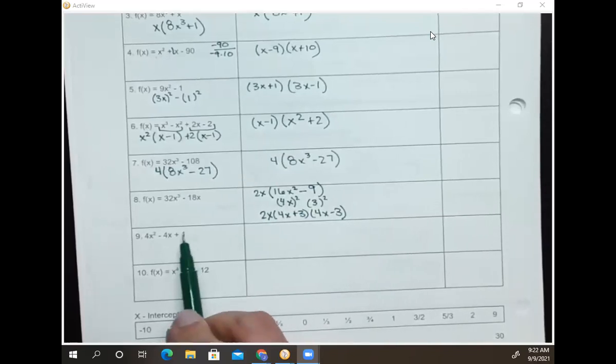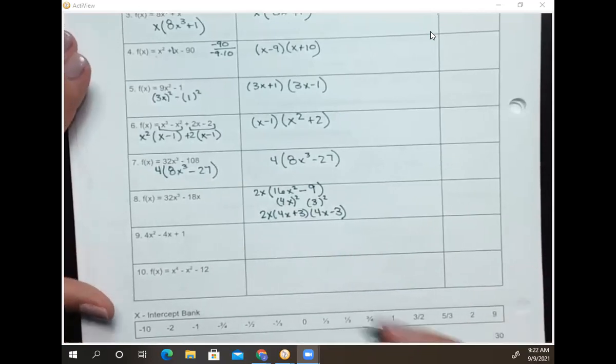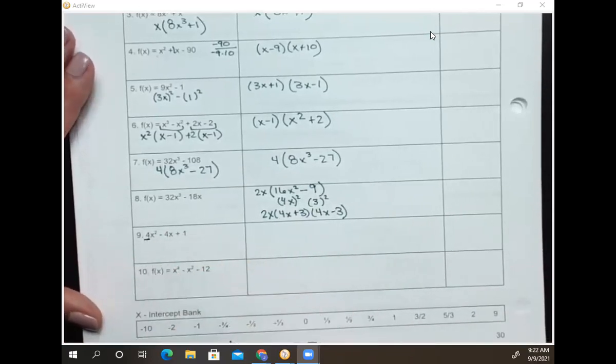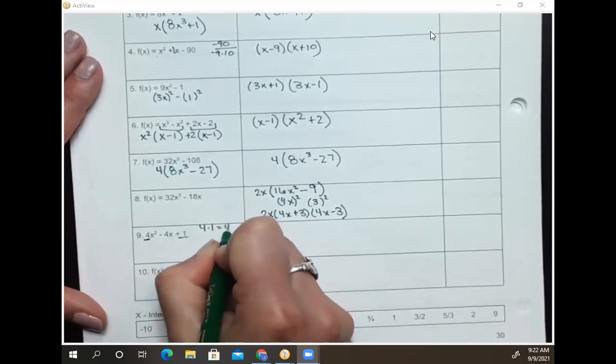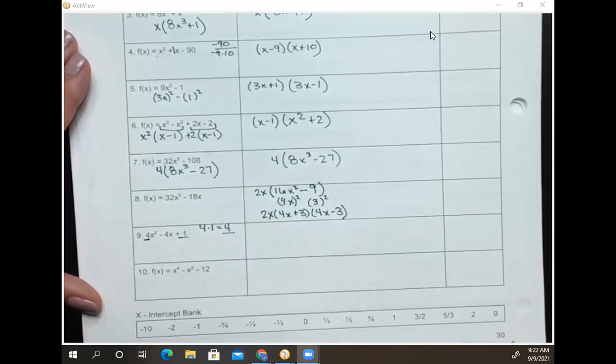Number 9, do we have a GCF here? Nope. 3 terms, what am I gonna do with this thing? AC method, yeah. And I'm gonna go ahead and do the full AC method since we have a lead coefficient that's not 1. So this would be 4 times 1. That gives me 4. I need factors of 4 that add to negative 4. Factors of 4 that add to negative 4. What did we say? 2, 2 and 2.